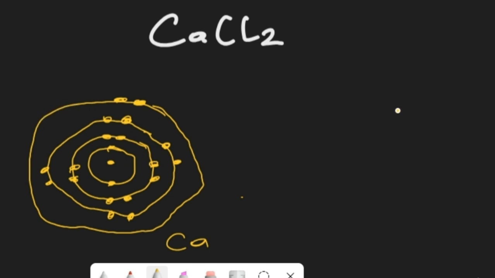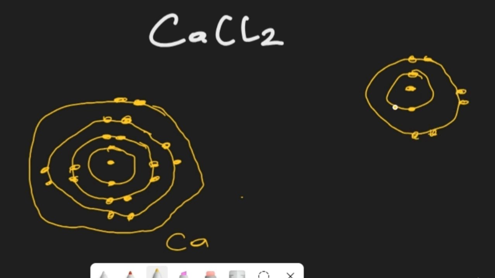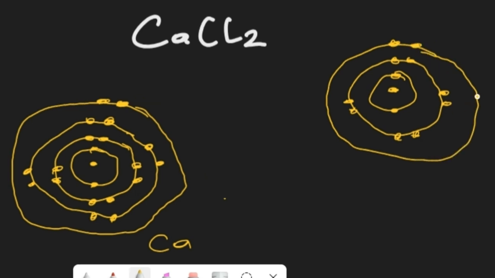Now you have a chlorine atom here. Let's say 1 chlorine atom is here. You know that chlorine has a total of 17 electrons. 2, then 3 4 5 6 7 8 for this shell, and then another one, 1 2 3, 4, 5, 6, 7. So this is one chlorine atom.